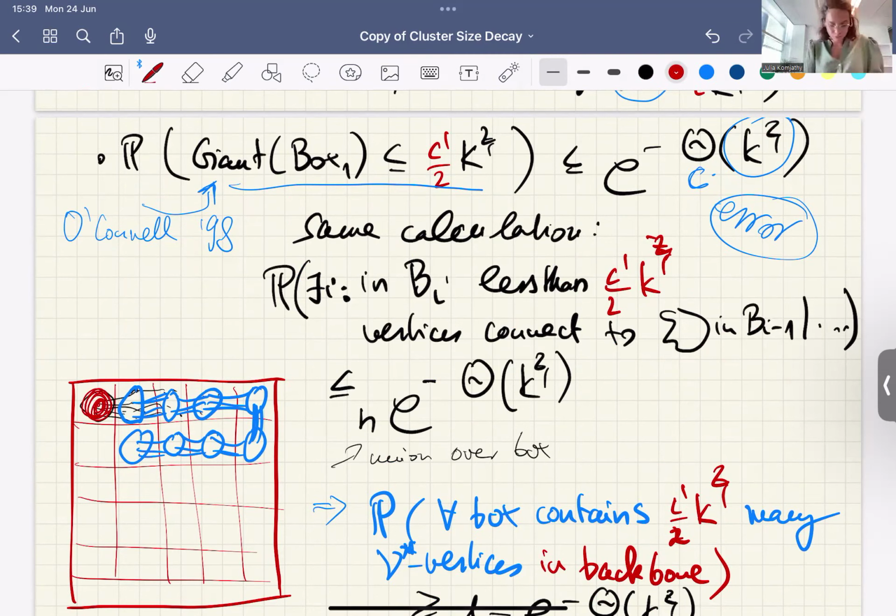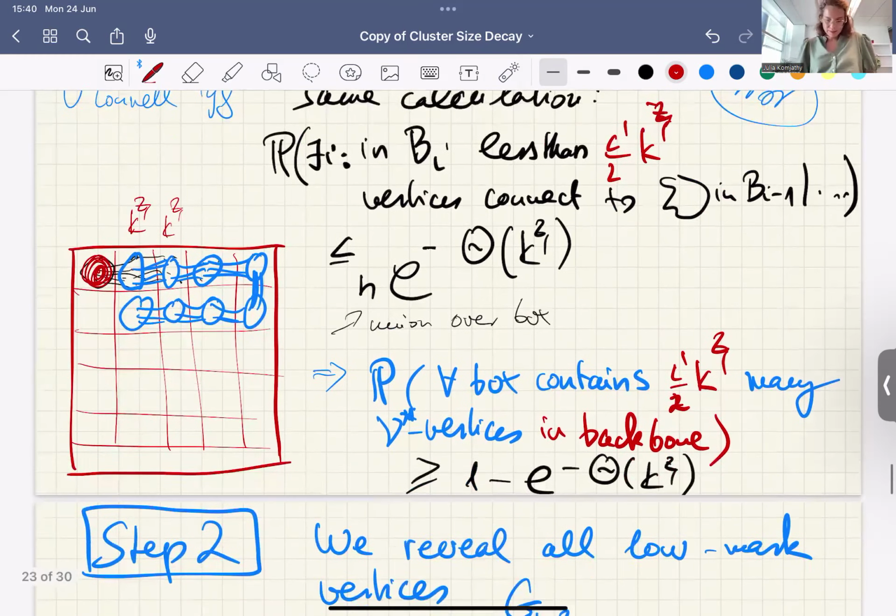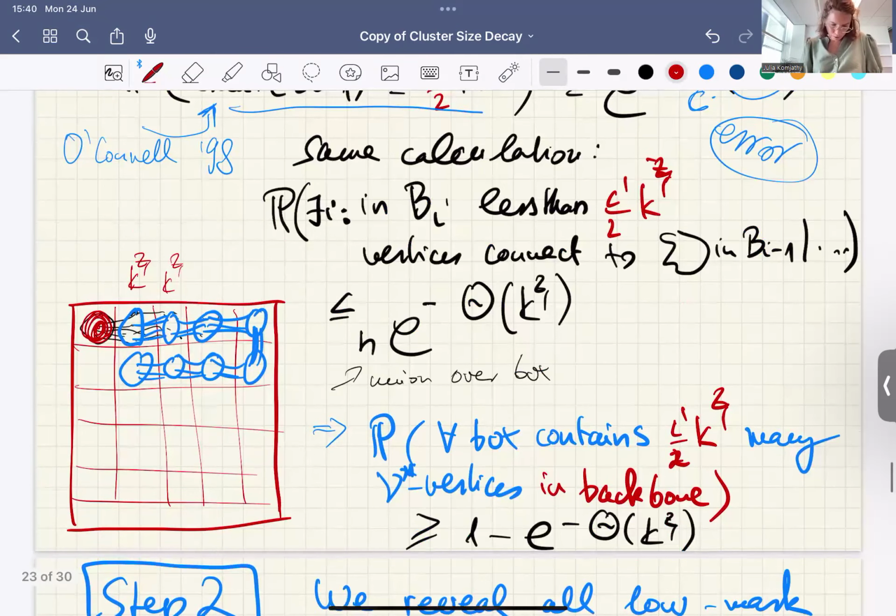I'm just going to use my k to the zeta vertices in each box to connect to the giant of the previous box. So a similar argument shows that box two contains, again, some constant times k to the zeta many vertices that connect to the giant that we built in box one. And then box three also connects to the vertices that connect to box one in box two. And so you have this sequential connection where you build one component gradually using the fact that we labeled boxes consecutively. So this I call the backbone.